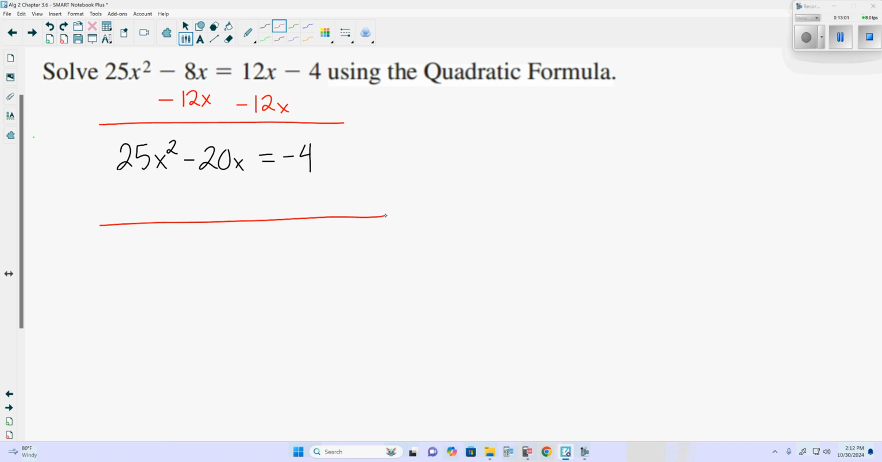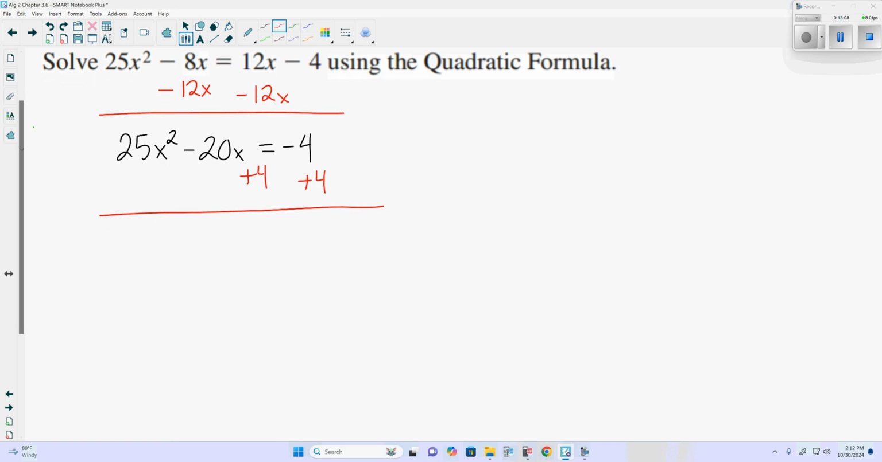Well, that kind of tells us what the next step is going to be. We have to add 4, telling us that we have 25x squared minus 20x plus 4 is equal to 0.